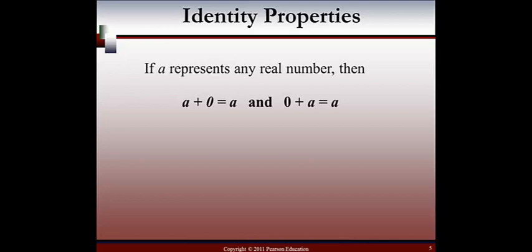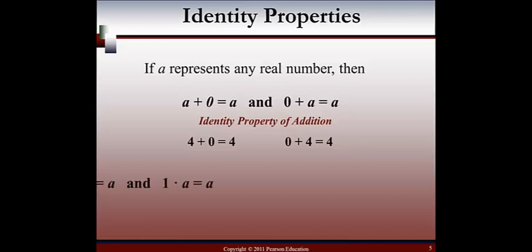Next we have the identity properties. If A represents any real number, then A plus 0 equals A, and 0 plus A equals A. That's the identity property of addition. Identity means that you can take 0 plus anything and you're going to get that anything back out. It doesn't change the identity of your A. It stays the same. See, here's 4 plus 0, and that equals 4. And 0 plus 4 also equals 4.